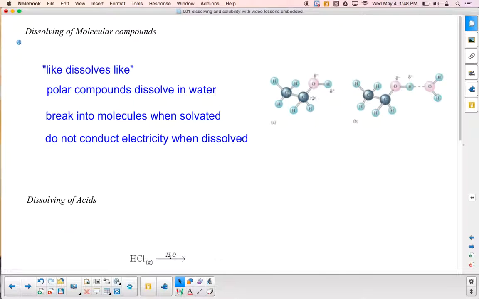This is an ethanol molecule right here, and when it becomes solvated by a water molecule, we simply develop a hydrogen bond between the hydrogen on the ethanol and the oxygen on the water molecule.